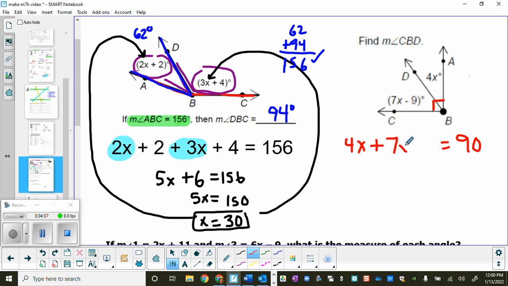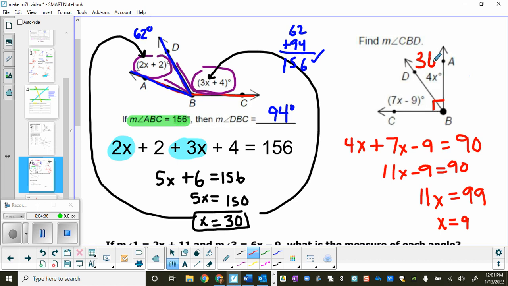And then we're going to combine like terms, and we're going to solve for x. So if I have 4x's and 7x's, that's 11x. Then I've got minus 9 equals 90. I'm going to add 9 to both sides, so I'm going to get a 99 over here. So 11x equals 99. And when I divide both sides by 11, we're going to get that x equals 9. Now if x is 9, I can plug that in right here, and that would be 4 times 9, which means this is a 36-degree angle.